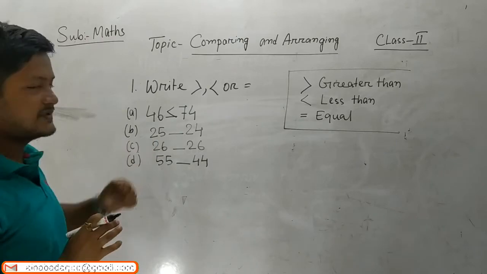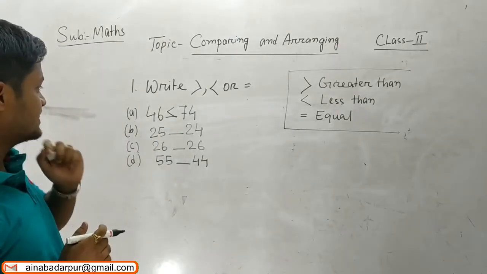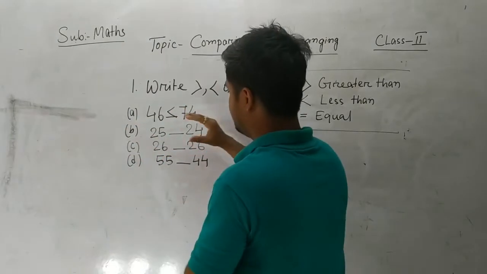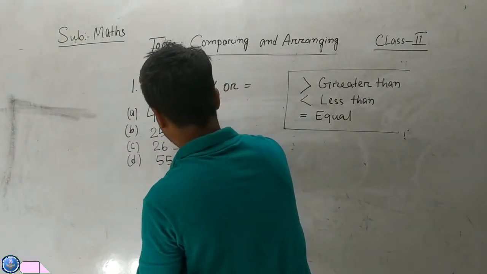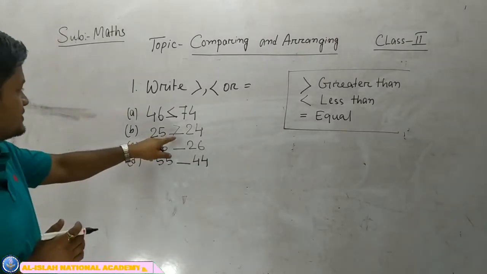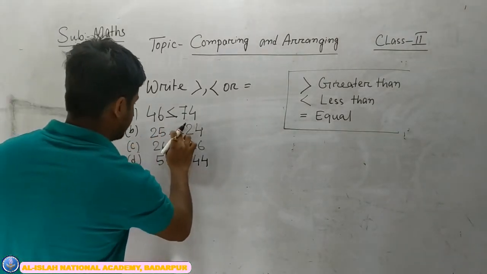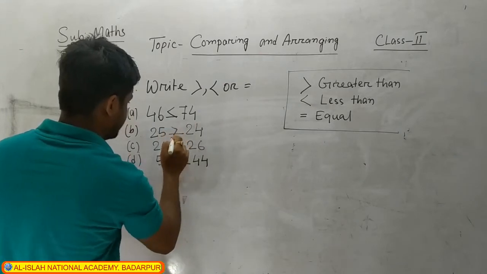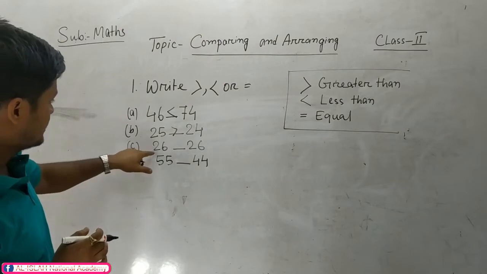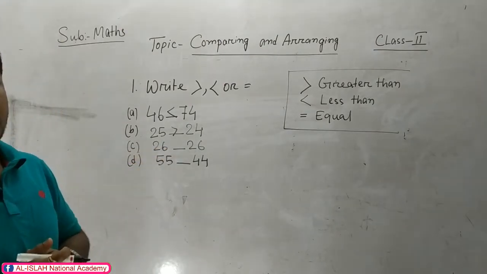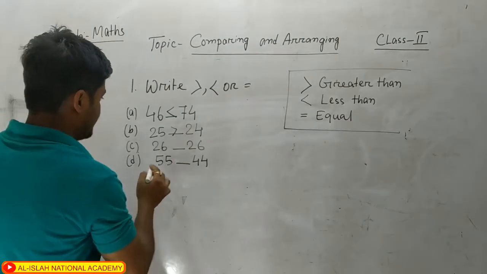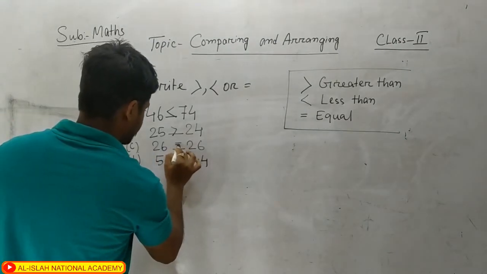Now 25 and 24. Which number is bigger? 25. So the crocodile mouth goes to which number? The bigger number. So this sign is greater than. Let's see another example: 26 and 26. Are both the same or not? So we will put which sign? Equal sign.